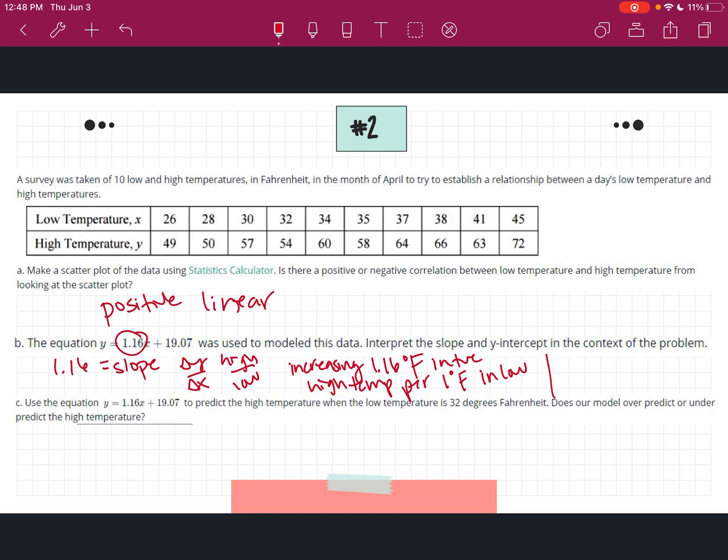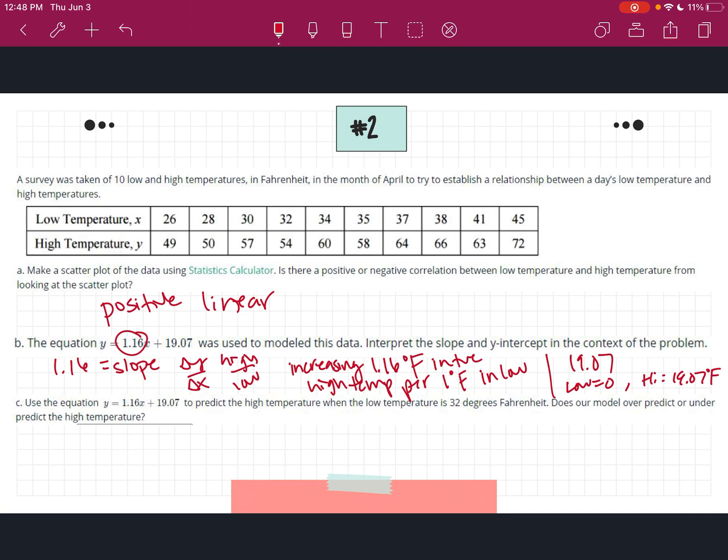And then the y-intercept is 19.07, okay, and that's where x is 0. So if your low was equal to 0, it would mean that your high, you could expect it to be 19.07 degrees Fahrenheit. And C, use the equation y equals 1.16x plus 19.07 to predict the high temp when the low temp is 32 degrees Fahrenheit. Does our model overpredict or underpredict?